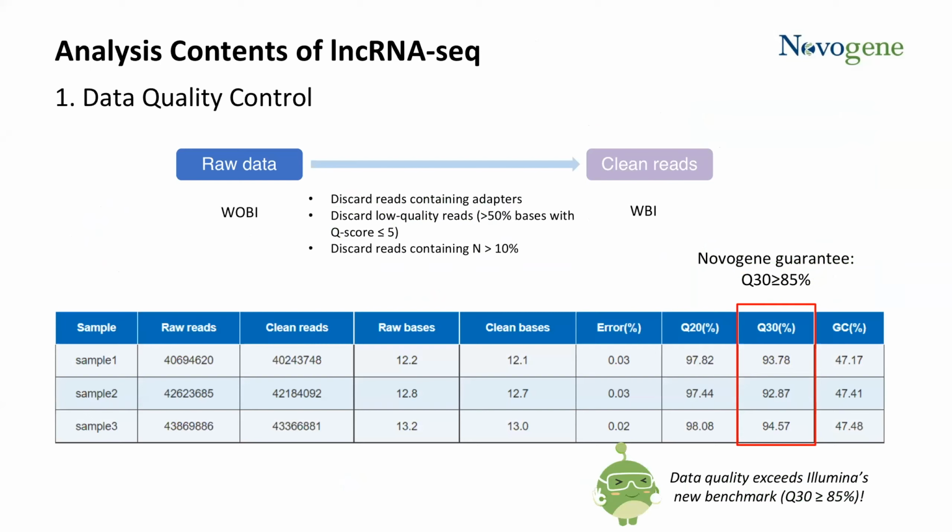Now let's get to the details of this analysis package. So we discussed this slide earlier, in which we show that only clean reads enter our BI analysis. And Novogene guarantee is that Q30 is greater than 85%.